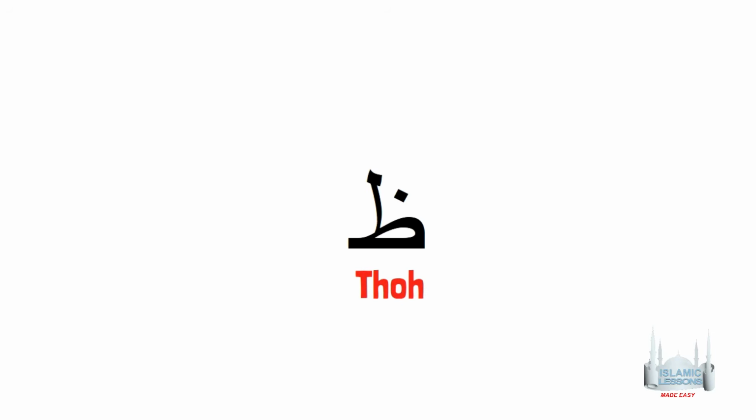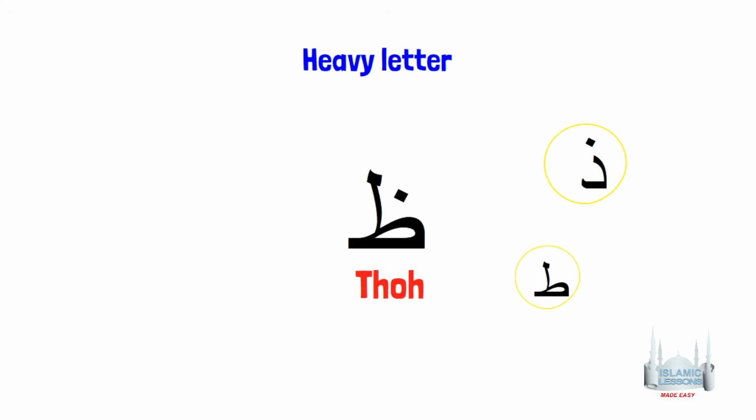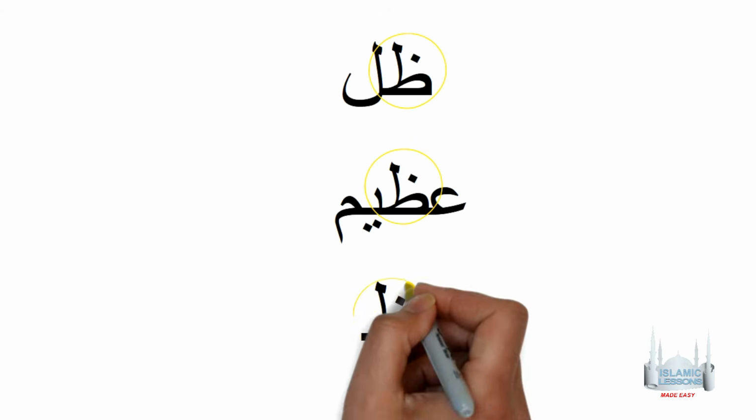This letter is called dha. It is similar to the previous letter tha, except it has a dot. It is a heavy letter. It is pronounced similar to the letter dhal, but it is pronounced with a heavy sound, dha. This is what the dha looks like at the beginning, like this in the middle, and like this at the end of a word.